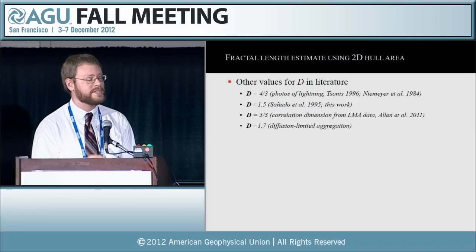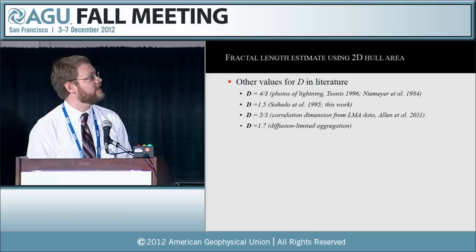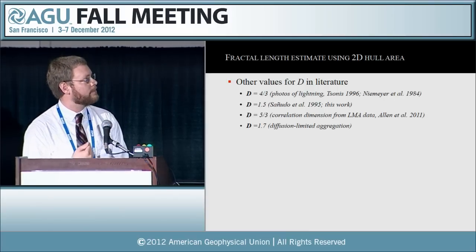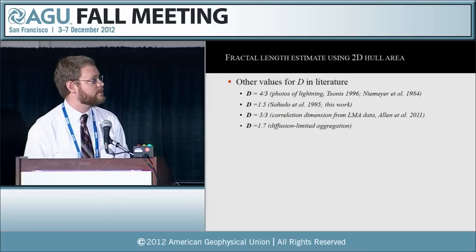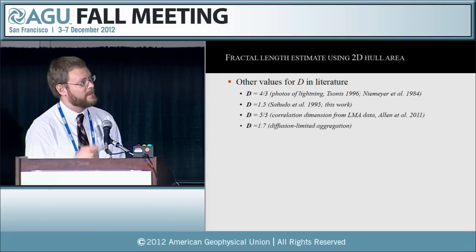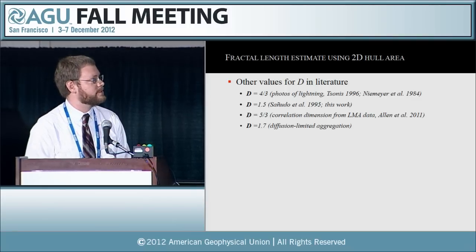First, what values of D should we use? There's a number in the literature: 4/3, 1.5, 5/3, and 1.7. I'm going to look at the bottom three. The top one was determined from two-dimensional flashes, and we know we have two-dimensional pictures of flashes, and we know we have a three-dimensional object. So we want to use at least 1.5, which is what Senuto et al. argued.